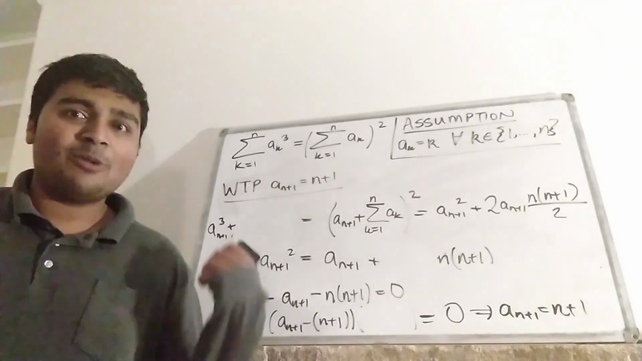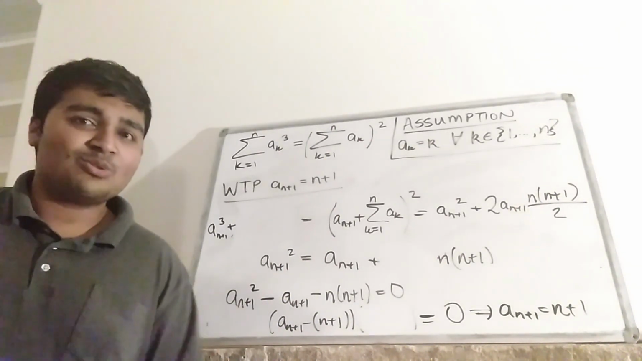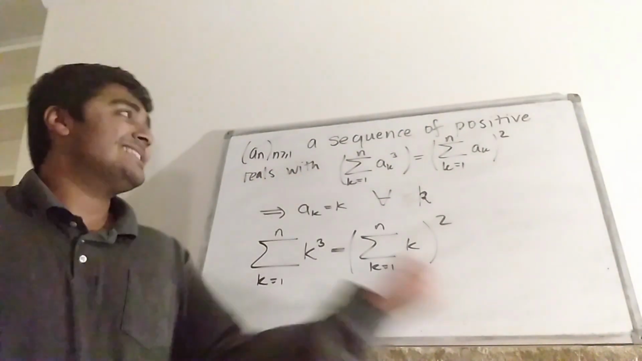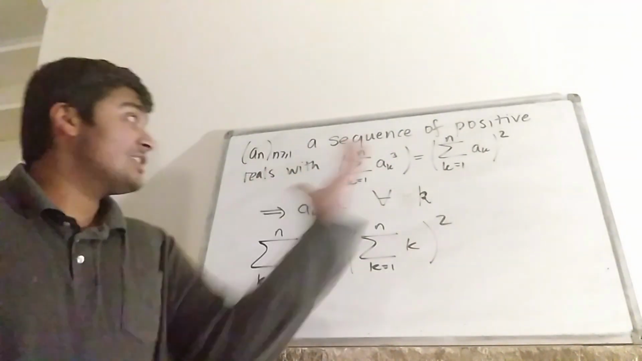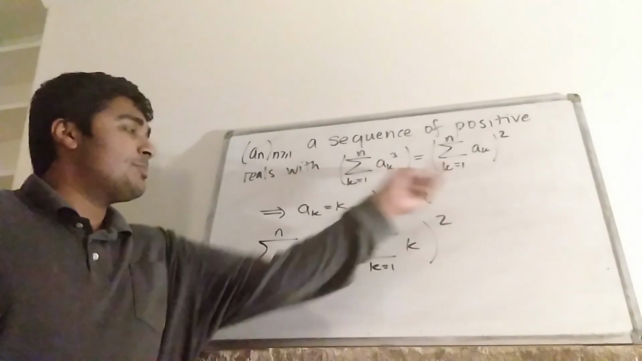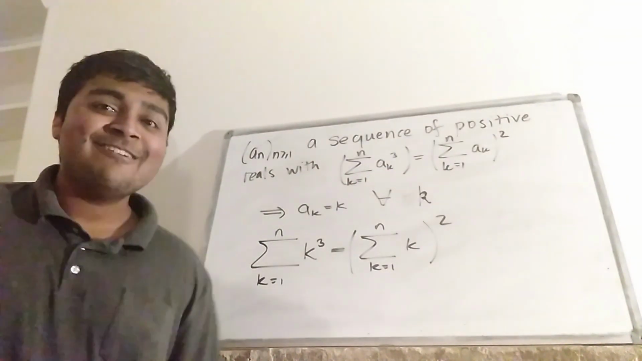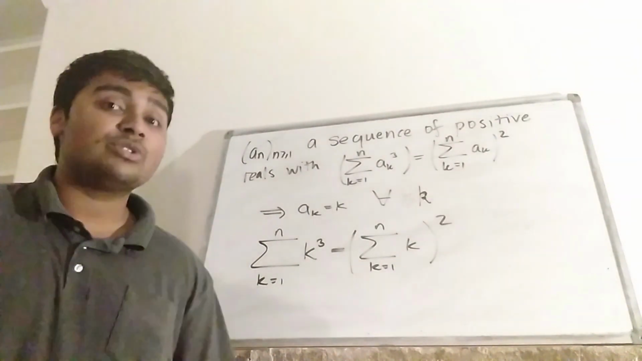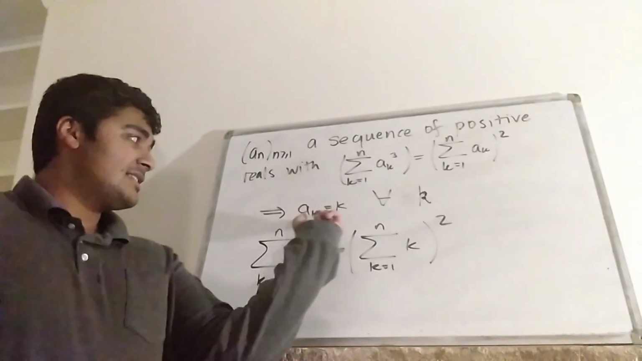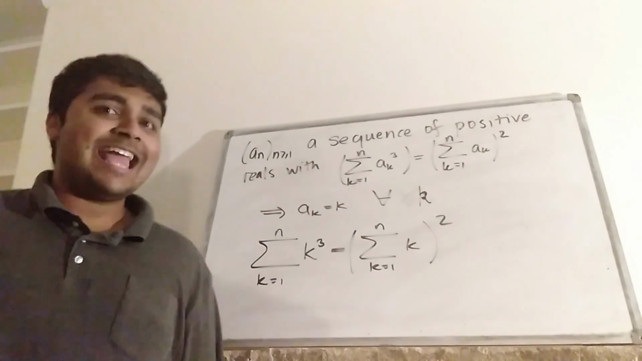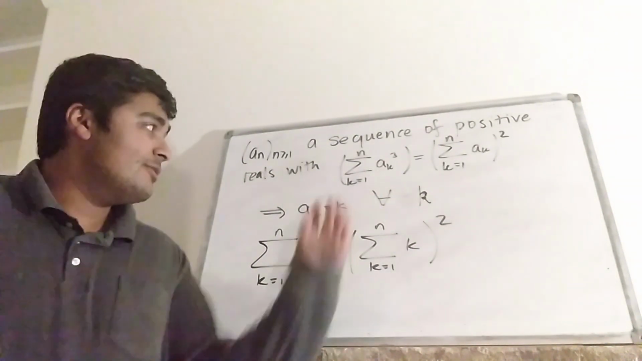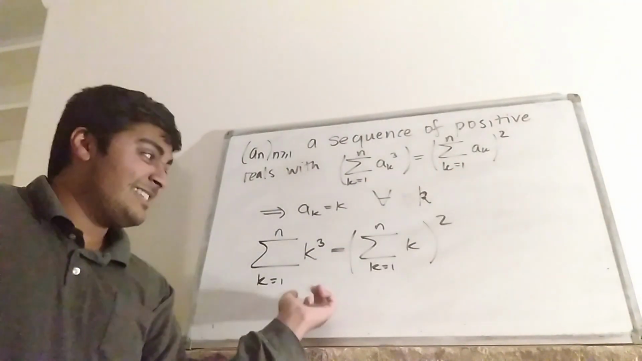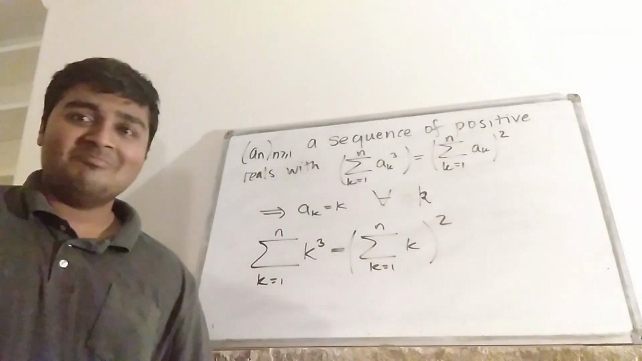Okay, so let's just quickly go back to our original problem, and I'll just talk about that for a second. The original problem we had was a sequence of real numbers, a_n, where each of the a_n's are positive, with this property here that the sum from k equals 1 to n of a_k cubed is equal to the sum from k equals 1 to n of a_k, all squared. And then we derived just using induction that a_k must be equal to k for all natural numbers k.